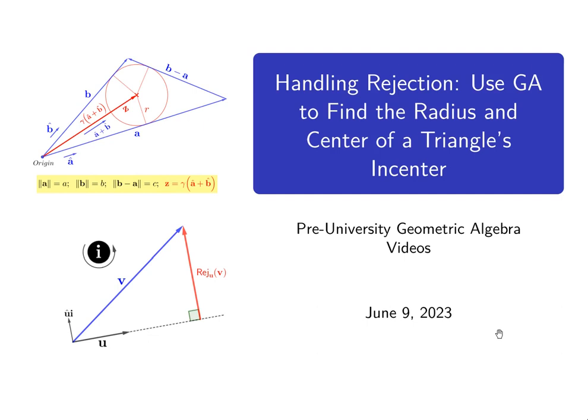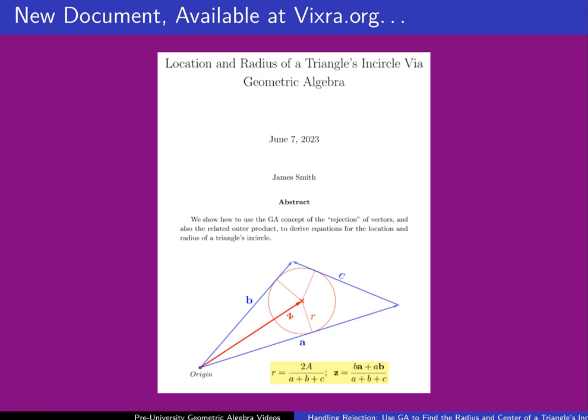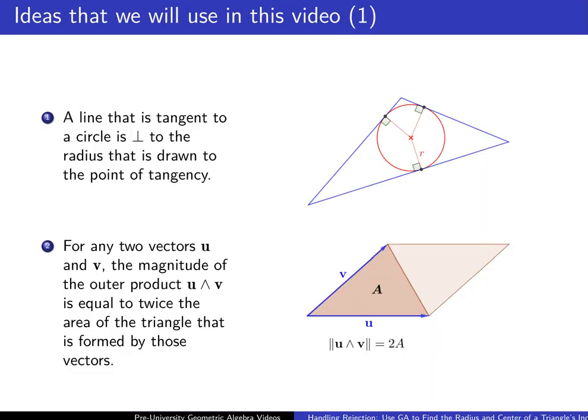In this latest video in our series on doing things with geometric algebra, we will use the concept of rejections of one vector with respect to another in order to find the radius and the center of a circle that is inscribed within a given triangle. This problem is worked out in more detail in a document that's been uploaded to Vixra, and I will link that document in the video description.